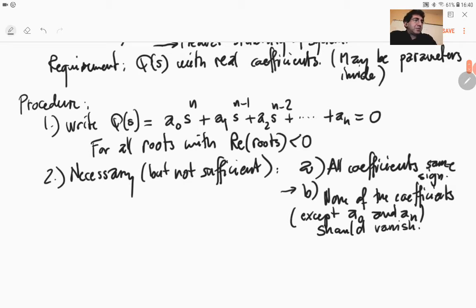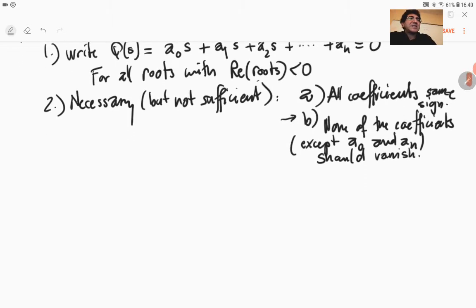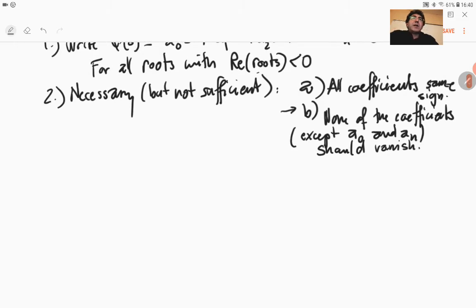So these are the necessary conditions. If any one of these two conditions is violated, we have an unstable system. Now, if both of them are satisfied, that doesn't mean that we have a stable system. That's why we call it not sufficient. So if these conditions are all satisfied, we need to proceed with the third item, in which case we will construct the Routh array.